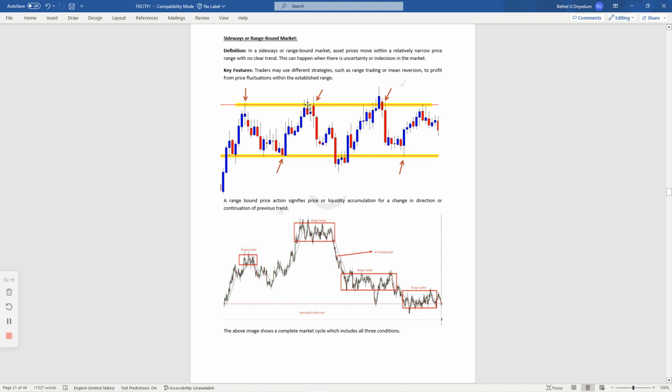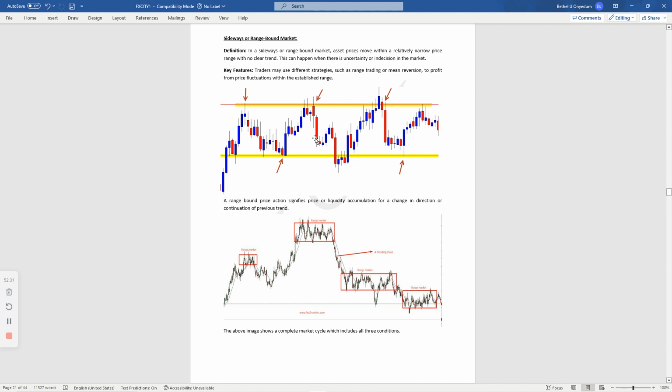Once price is up here, they'll sell from here. And once it's down here, they will close their sales and buy from here. Up here, sell, down here, buy. So that's a strategy you can look to apply. Just do your own study. It's not a holy grail.